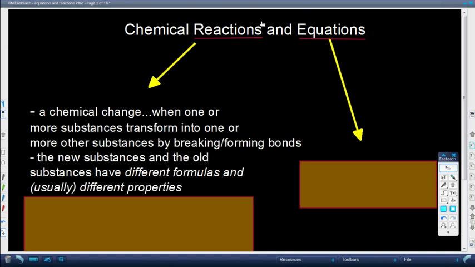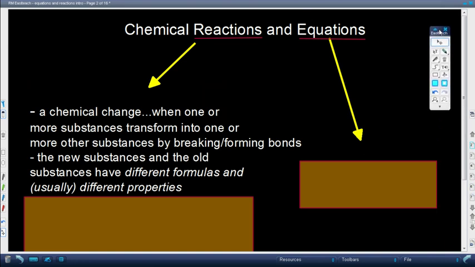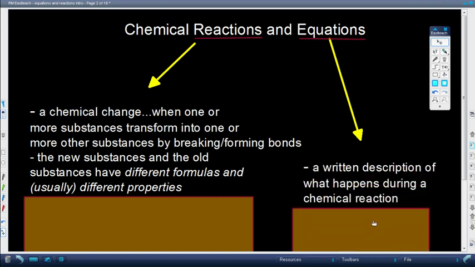Here we go. So that's the nuts and bolts of chemical reactions. What then is a chemical equation? It is a written description of everything, almost everything, that happens in a chemical reaction. Because it is written, it has rules.